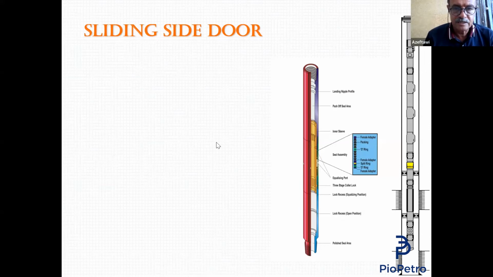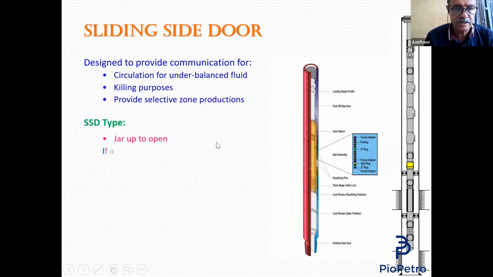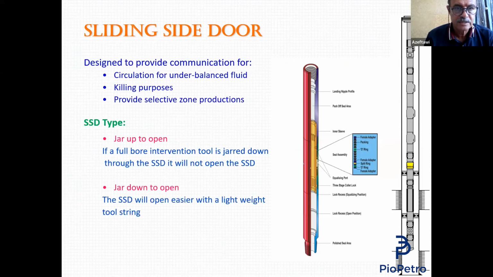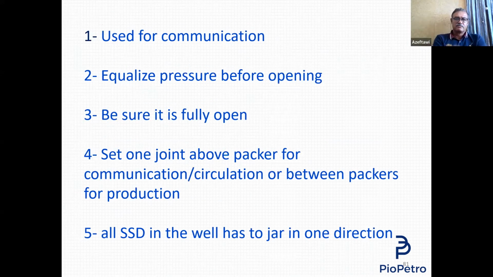To summarize this in the next presentation and the next slides: we use these for communication. Equalize the pressure before opening, be sure it is fully open, set one joint above the packer for communication or circulation, or between the 2 packers for production. Last thing I need you to know is that all SSDs in the well have to jar in one direction to avoid mistakes.